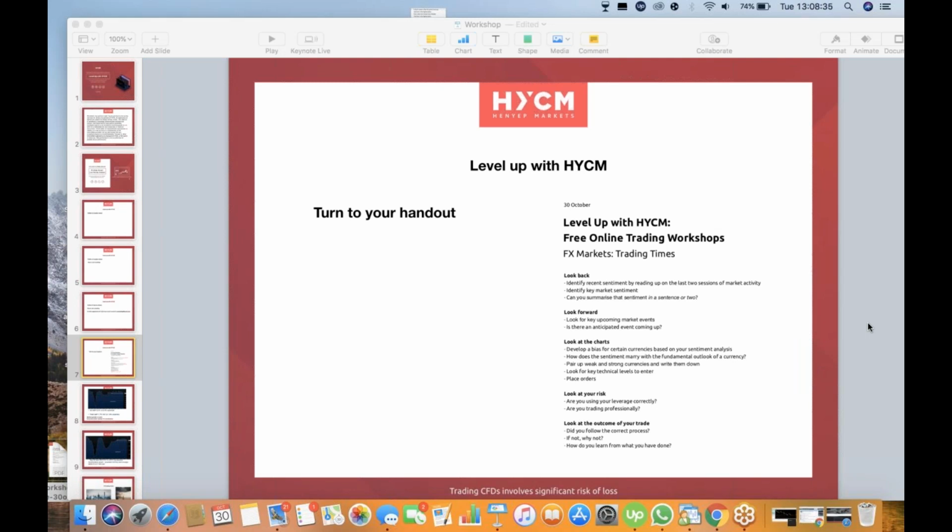So let's just check. Yeah, so there should be two handouts there now. Could someone just type in the questions and let me know that that's arrived okay? Have you managed to open up the workshop guide? Well, I'm going to assume that no news is good news, but if you haven't been able to get the workshop guide, do just message me.